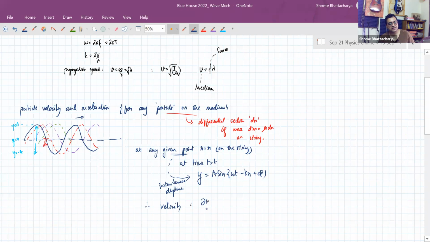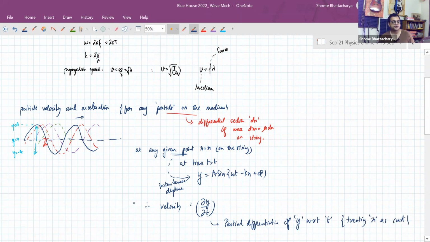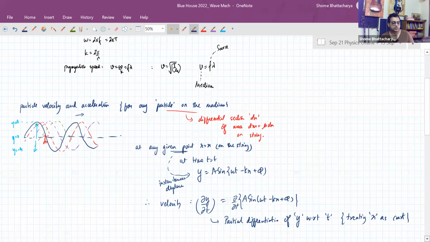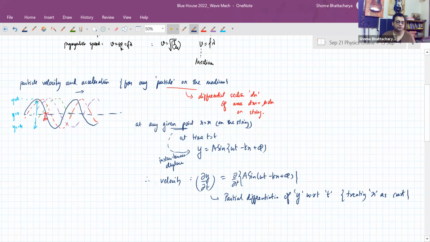will be del y by del t, that is partial differentiation of y with respect to t. That means treating x as constant. So partial differentiation of this function, del by del t of A sine omega t minus kx plus phi. We'll just treat this like a regular differentiation, but as if x is a constant, because we are looking at a particular medium particle. So for us, the value of x has become fixed.